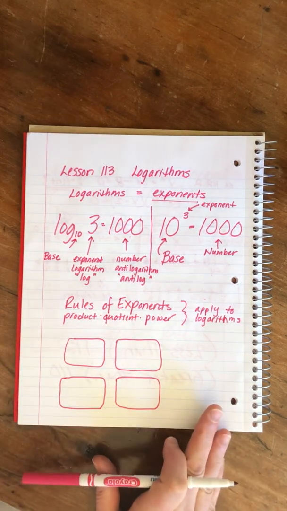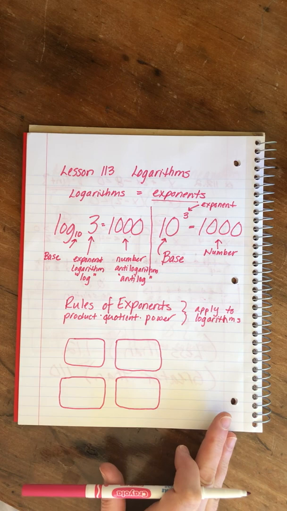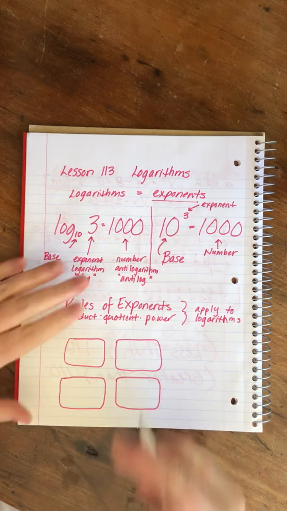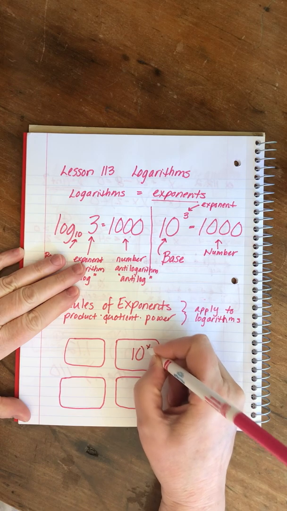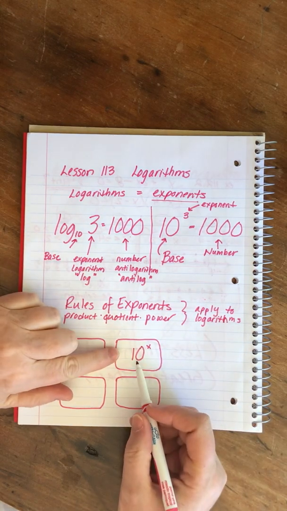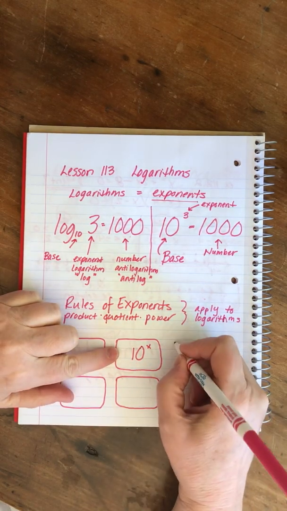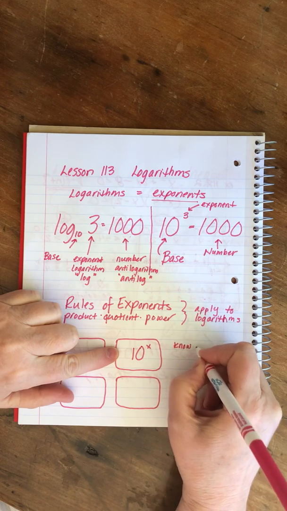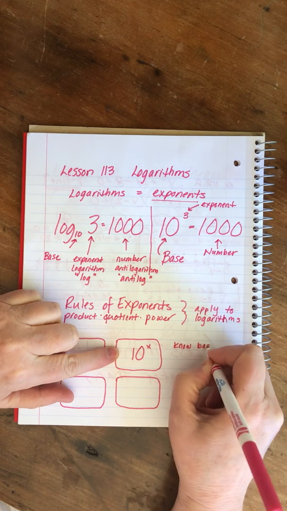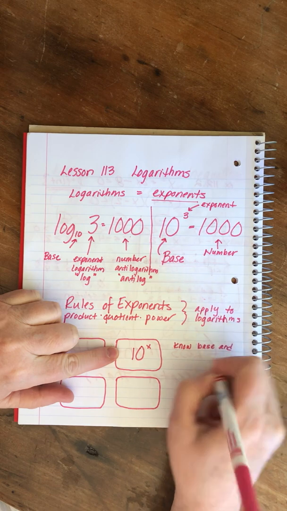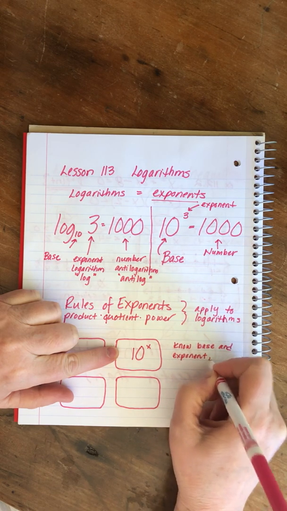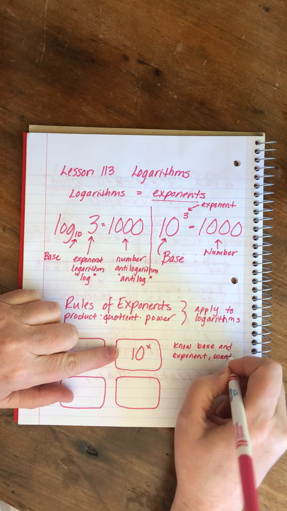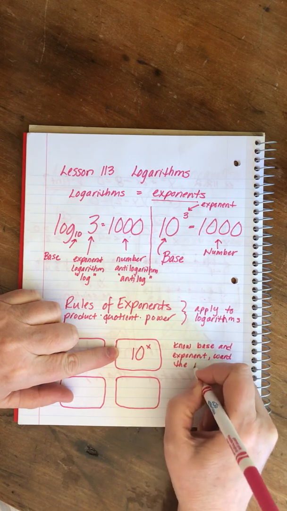Okay. Four buttons that you need to know how to use. I'm going to start with this one first. It looks like this. This button is useful when you know the base and the exponent, and you want the number.